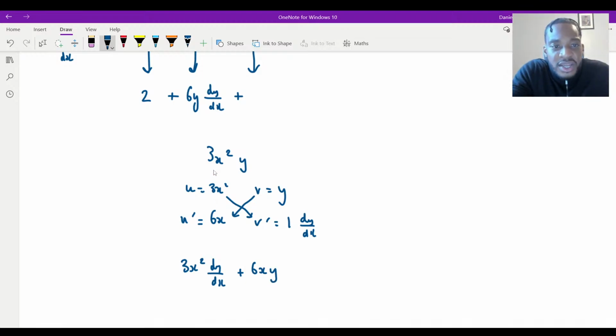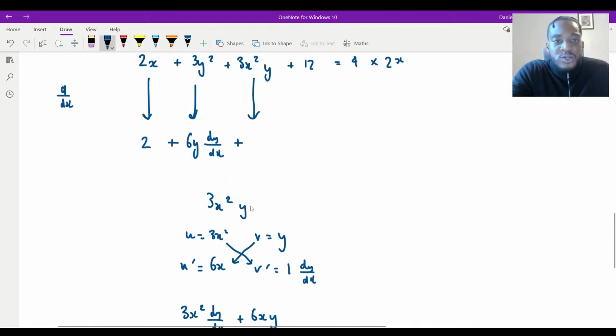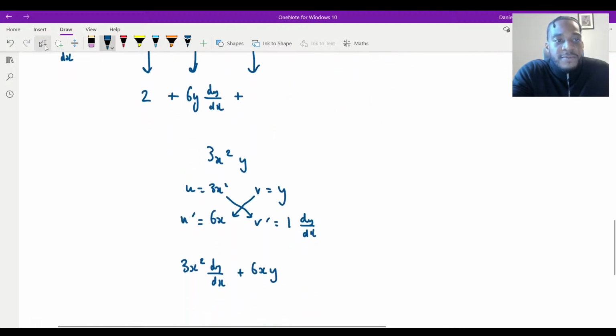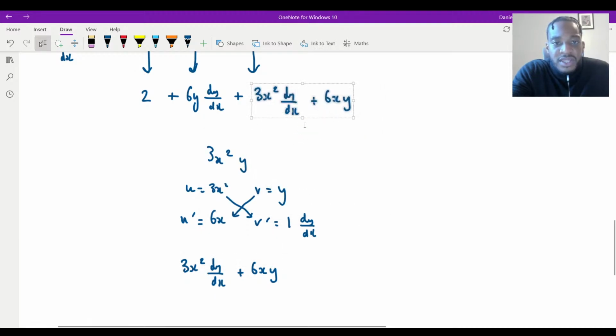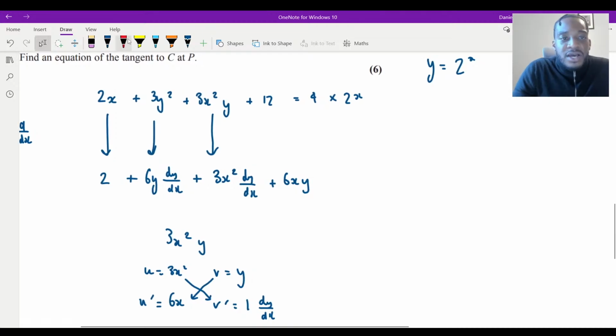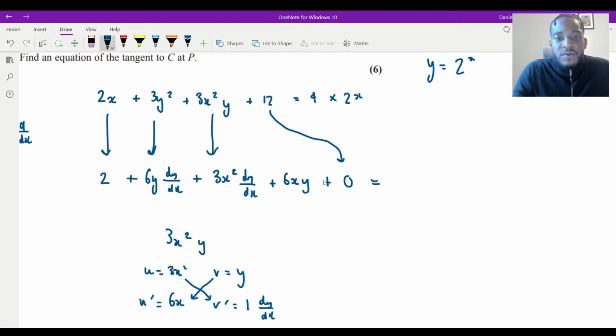Let me just double check. Yeah, that's fine, 3x²y. Yeah, that's 6x. That's fine. So I'm going to put this there, copy that and put that there, and that will be there, like that. And then plus, that's that one done. And then plus, I need to do that. That goes to 0, so there's going to be nothing. That's going to be equals 0, plus 0. I'll remove it in a second, just to be clear.